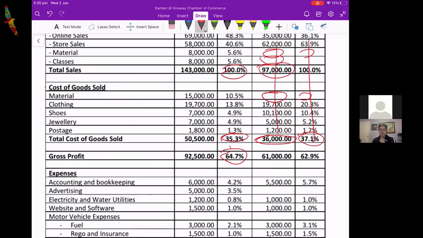So we've come back up from last year. That's the gross profit margin. Remembering our terminology. Okay, so gross profit overall has gone up, improved from last year. That's a good thing. That's excellent.